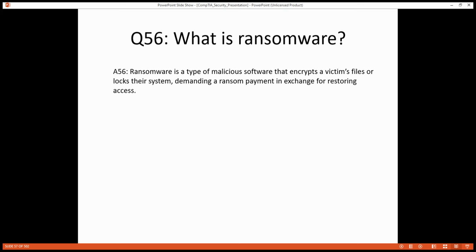Q56. What is ransomware? A56. Ransomware is a type of malicious software that encrypts a victim's files or locks their system, demanding a ransom payment in exchange for restoring access.